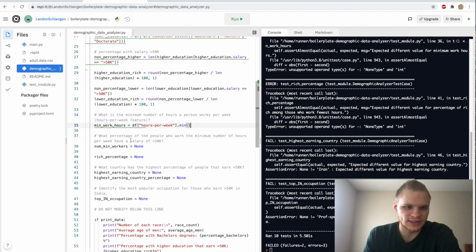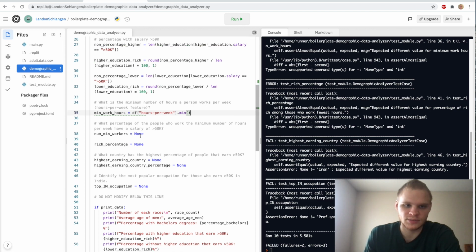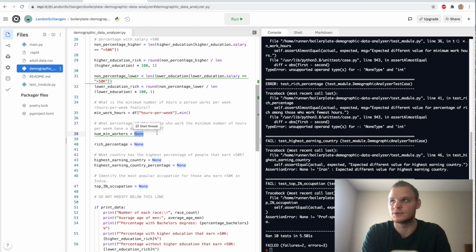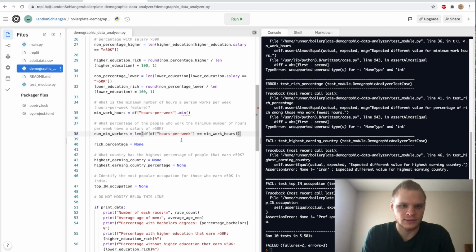And then we have to find the percentage of people who work the minimum number of hours per week and have a salary of over 50K. So the number of min workers is the amount that make the minimum work hours per week. So we're going to just do length of the data frame, where we find the data frame of hours per week, where it equals the min work hours. That should work for that.